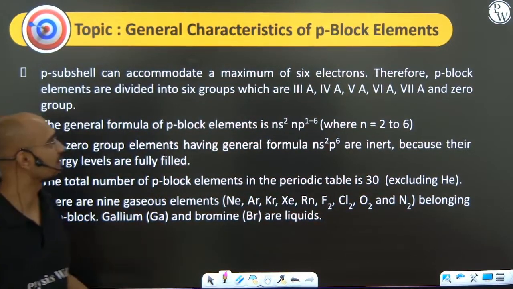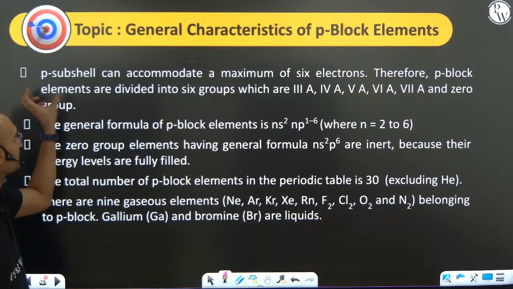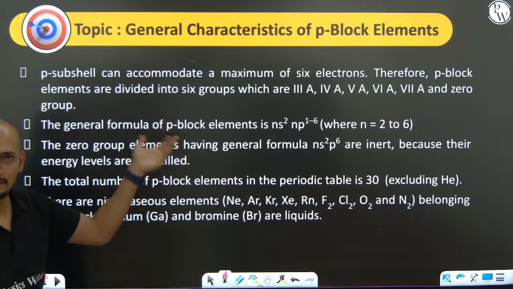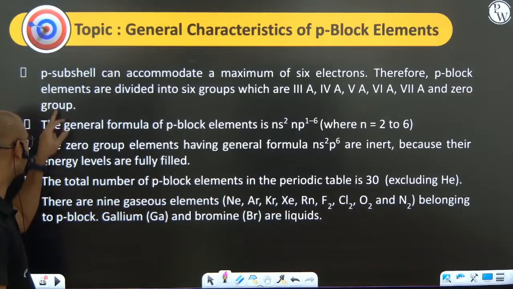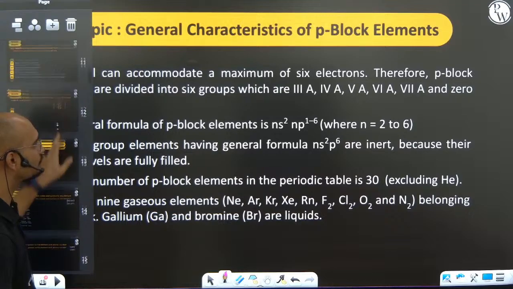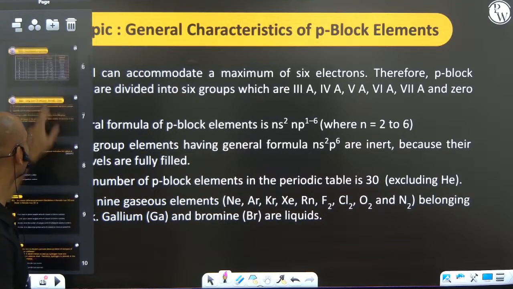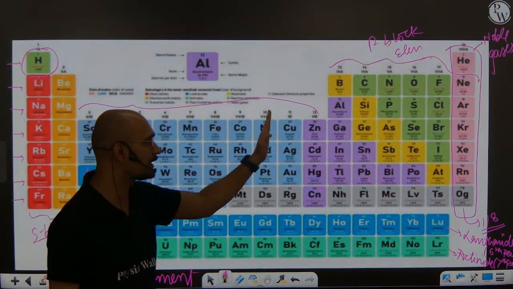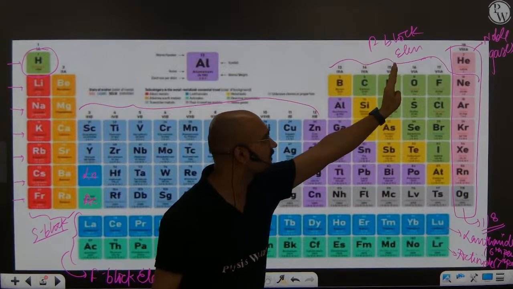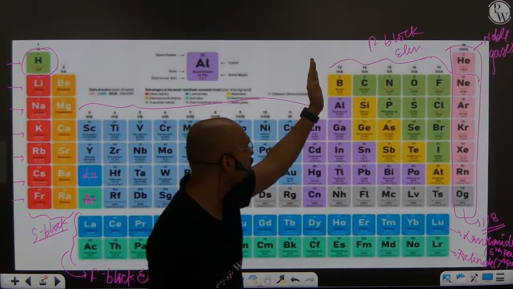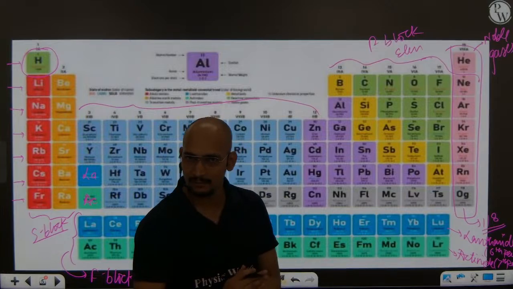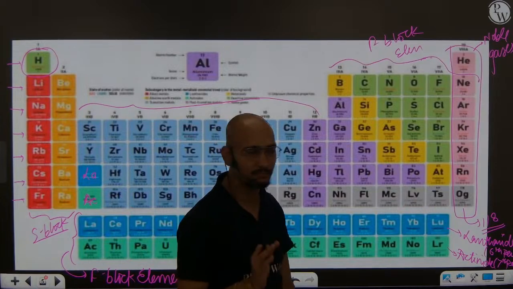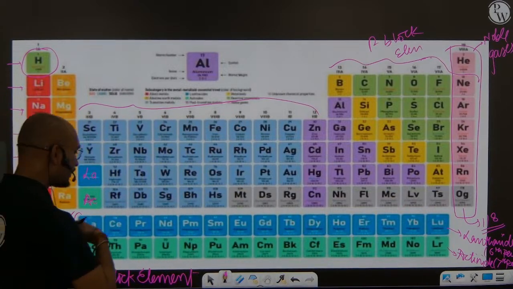Next, general characteristics of P block elements. What are the general characteristics of P block elements? The last electron goes in the p subshell. In the P block elements also, the group tells you the name of the group. Just check once: 1, 2, 3, 4, 5, 6, 7, 8, 9, 10, 11, 12, then 13, 14, 15, 16, 17, 18. So which are P block elements? From 13 to 18 are P block elements. Please keep in mind.